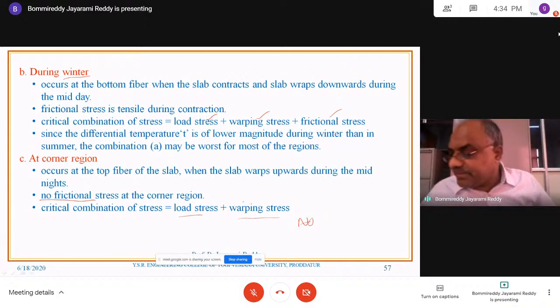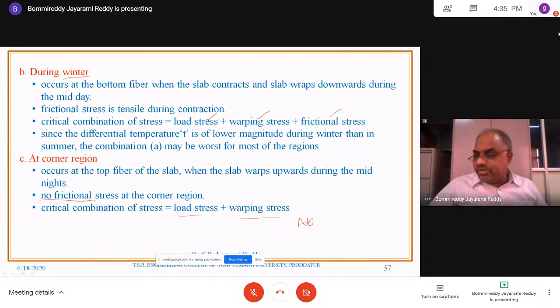In the examination, all the magnitudes of the stresses are given during winter, summer, day, night, etc. Several combinations of it. Accordingly, you need to take appropriate values: the sum of the three values in case of winter, the sum of two values minus frictional in case of summer, and the sum of load and warping stresses in case of corner region.